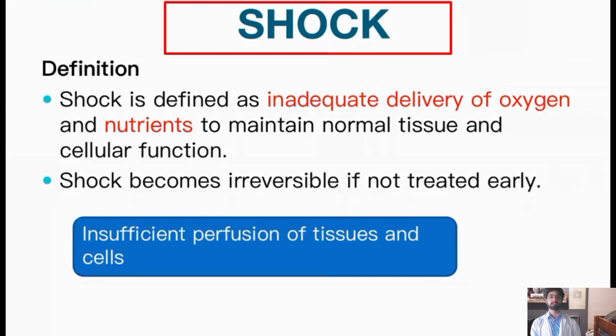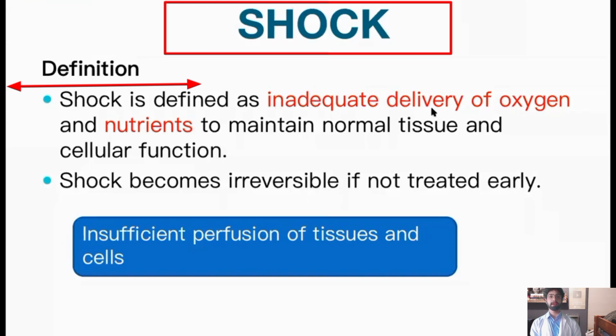Okay, now we first discuss the definition of shock. Shock is defined as inadequate delivery of oxygen and nutrients to maintain normal tissue and circulatory function. So it means there is an imbalance between the demand and supply.